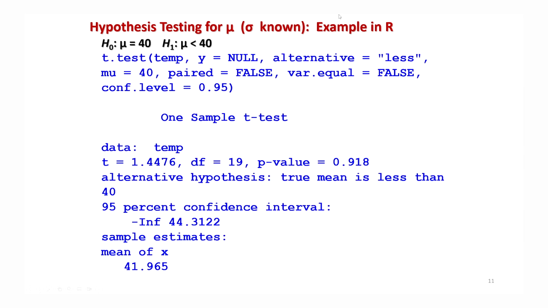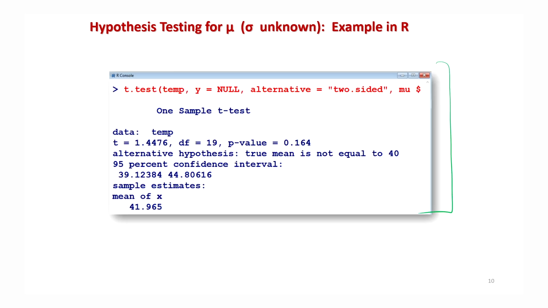So let us first consider another type of test of hypothesis. I simply change the alternative, nothing more than that. The same set of data, but I now consider a less than type hypothesis. This is one-sided. In that case, everything will remain the same. Only the alternative is going to change to less. That's all. You can see in the outcome t is equal to 1.4476 and degrees of freedom equal to 19. This will remain the same.